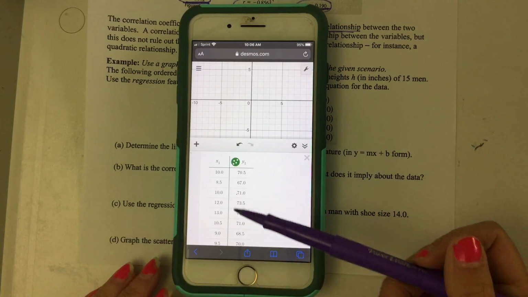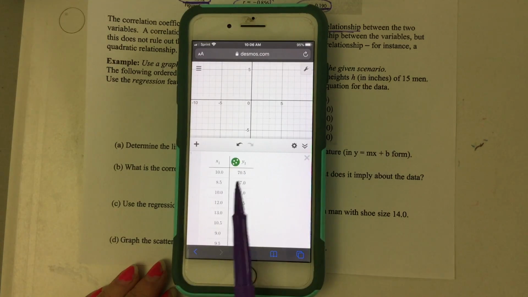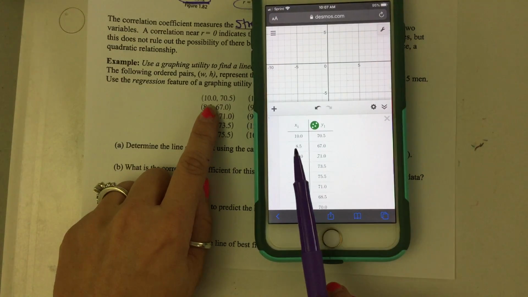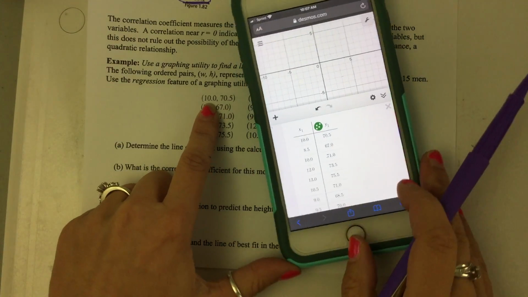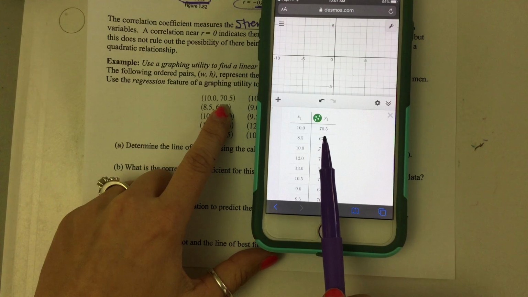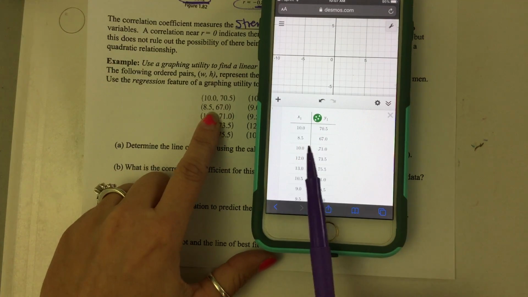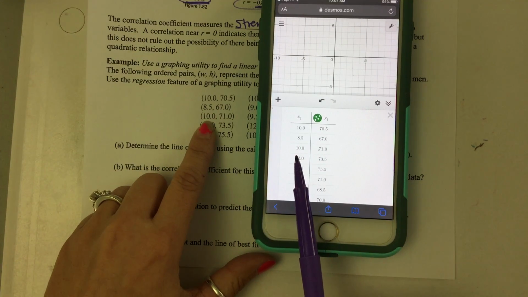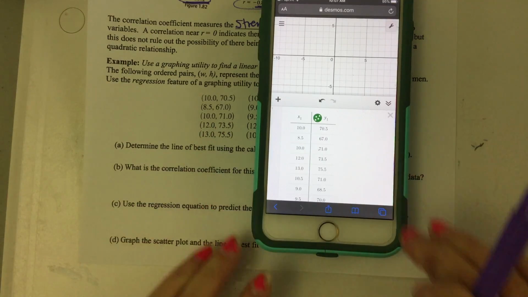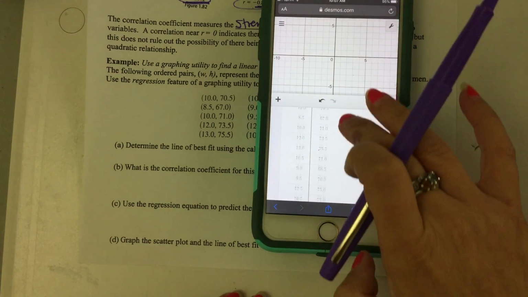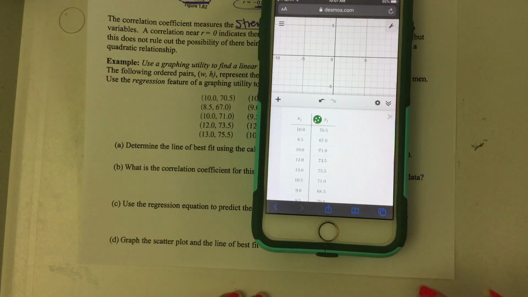So what I did just ahead of time, I went ahead and did the table. I took every ordered pair. So you'll notice 10.0, 70.5. Here is 8.5, 67.0, 10.0, 71. So I just went ahead earlier and put the ordered pairs into the table.